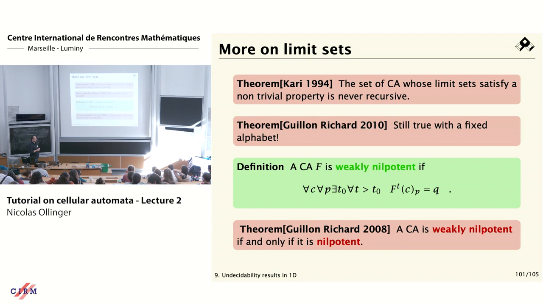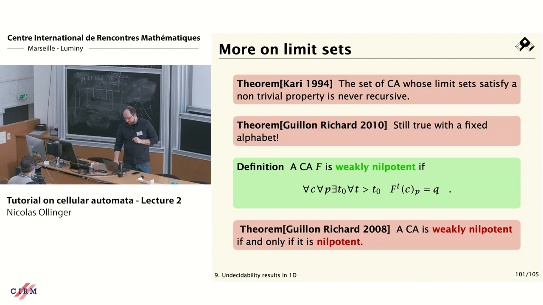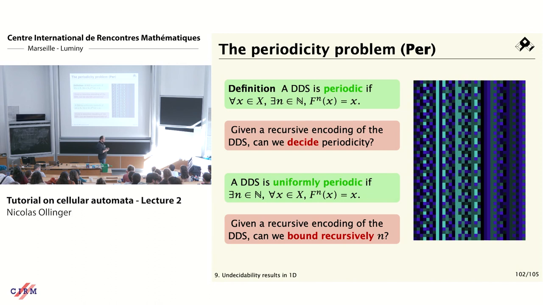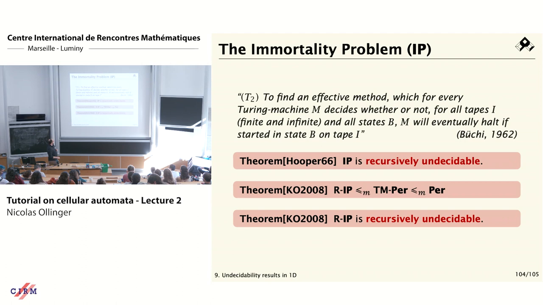And if you play with the definition of nilpotency also, you get the same kind of result. I'm sorry, I have two and a half minutes left, so I won't enter details. I will just show you two slides. So it's not just nilpotency. If you take, for example, periodicity, the fact that there is an iteration of the rule which is the identity, this property also is undecidable for cellular automata. We did this with Jarkko Kari in 2008.